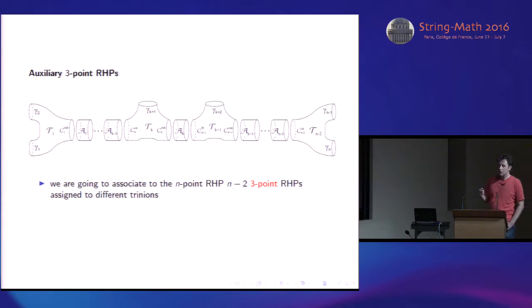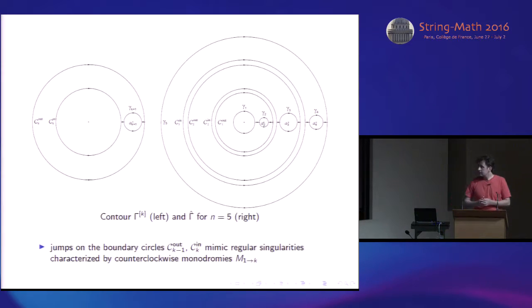Well, now to this initial complicated n-point Riemann-Hilbert problem, we will associate n-2 simpler three-point Riemann-Hilbert problems, which are somehow inspired by the pants decomposition of our initial n-punctured sphere into n-2 pairs of pants and n-2 annuli. So this decomposition is reflected in this Riemann-Hilbert setup in the following way.